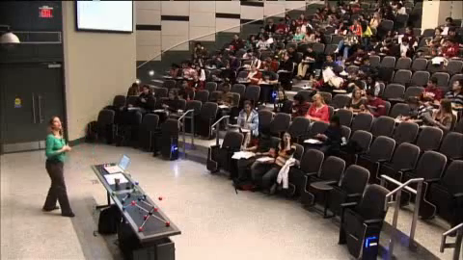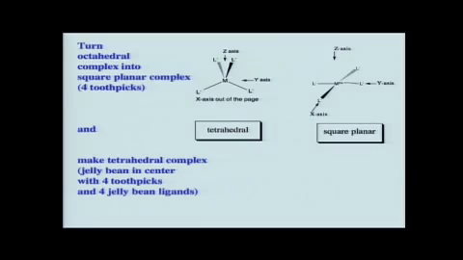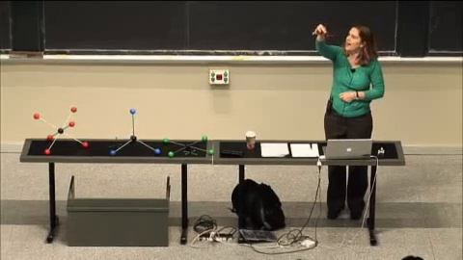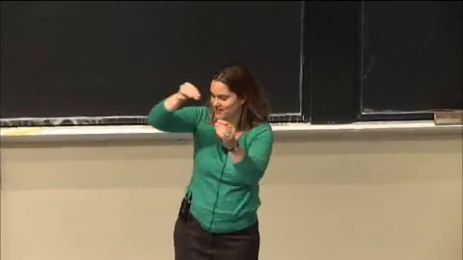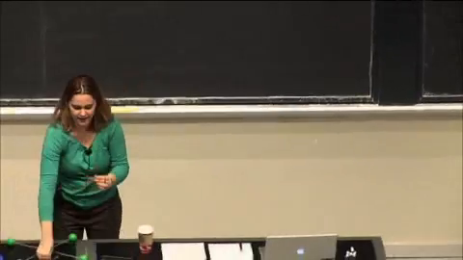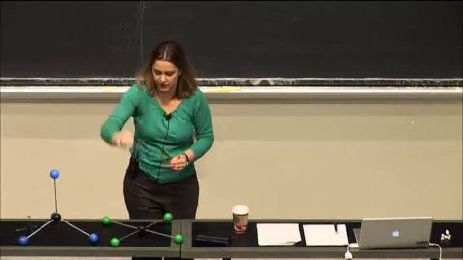So now we want to consider what happens with different geometries. Now you can turn your octahedral case into a square planar case. And how am I going to do that? Yeah, so we can just take off the top and the bottom, and we have our nice square planar case.